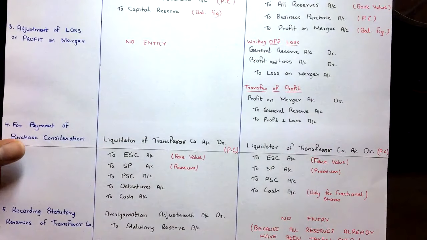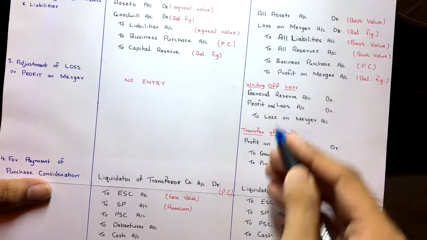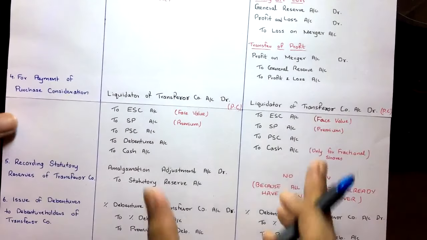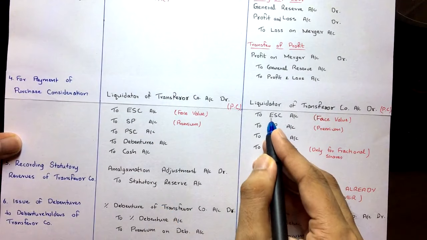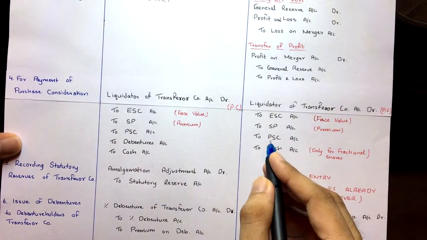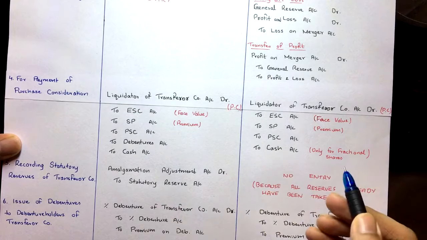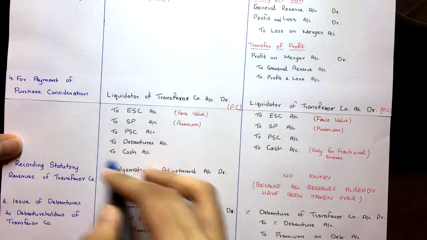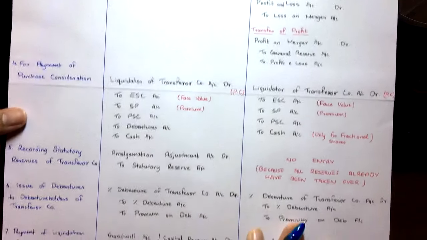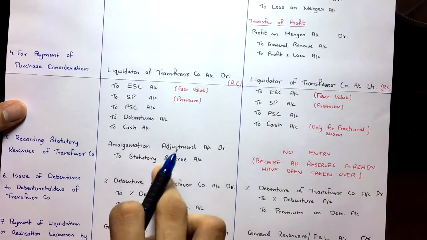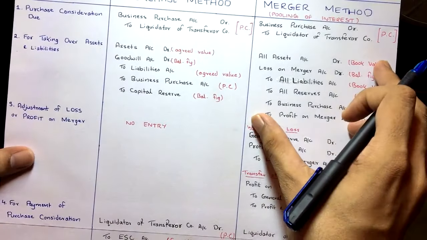Not two, any one of them you have to do, right? If it is loss, write off the loss. If there is profit, transfer the profit. And then in the purchase consideration also there is a difference, that you can only give equity shares to equity shareholders, preference shares to preference shareholders, and then cash only for fractional shares. But here you can give anything: bonds, debentures, preference share capital, equity shares, cash, whatever. And you don't pass this statutory reserve entry in the merger method because everything is already taken over here.